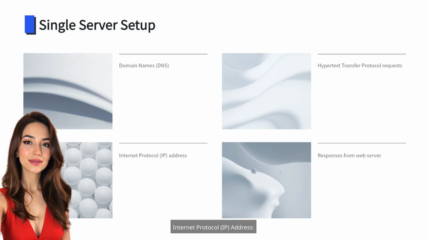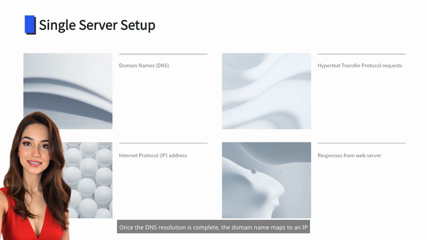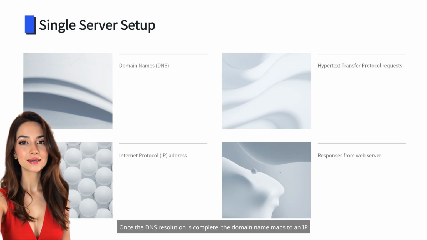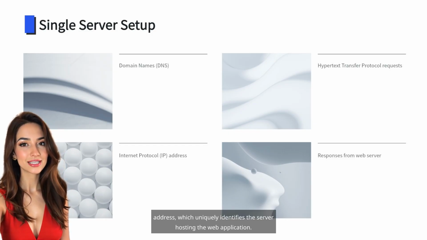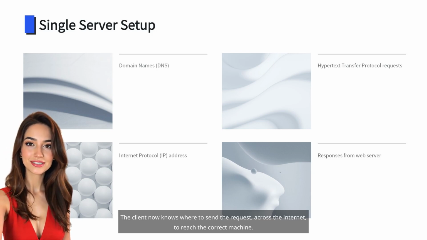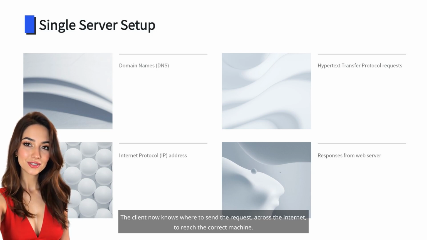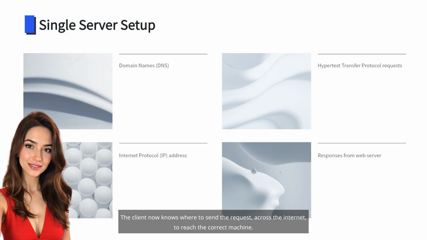Internet protocol, IP address. Once the DNS resolution is complete, the domain name maps to an IP address, which uniquely identifies the server hosting the web application. The client now knows where to send the request, across the internet, to reach the correct machine.